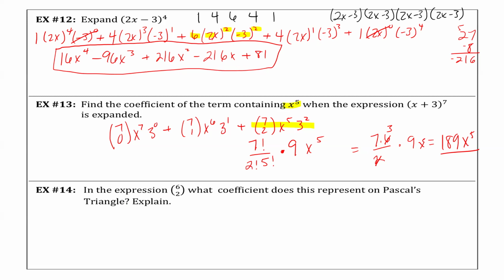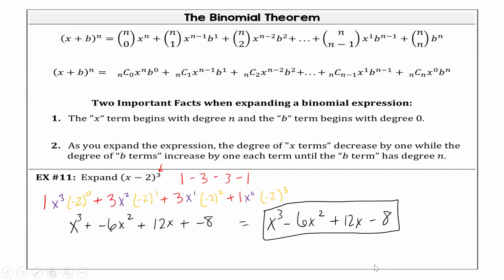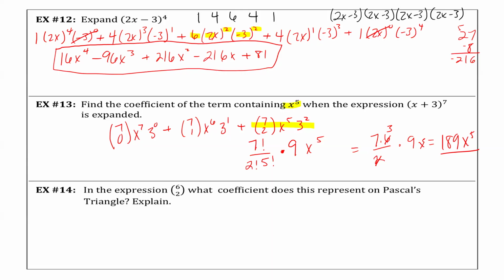So the last one, it says in the expression 6 choose 2, what coefficient does this represent on Pascal's triangle? So we're just asking what value it's representing in Pascal's triangle. We just got to evaluate it and then say which value it would be. Following Pascal's triangle, this is coefficient 1, coefficient 2, coefficient 3, so this would represent our third coefficient for that row. But we got to find it.